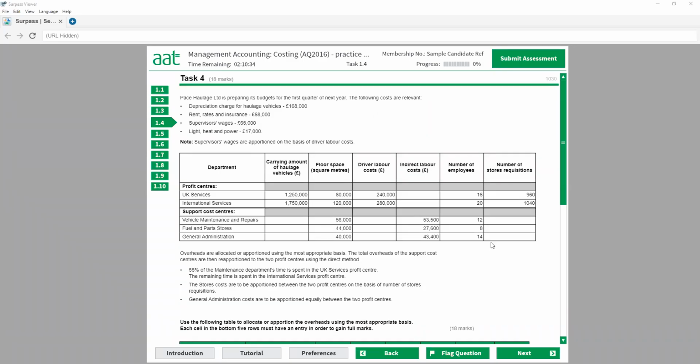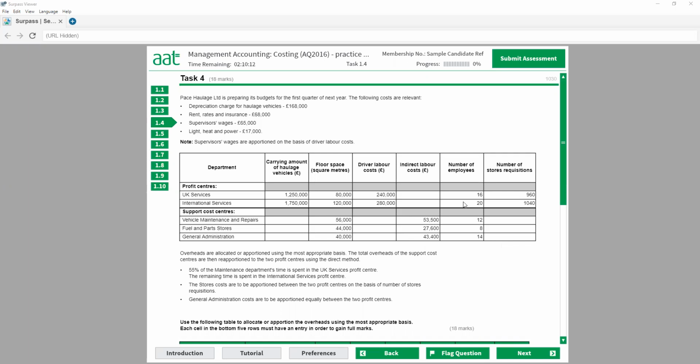Hello, everyone. So in this session, you're going to start from task 4. This is our second part of the management accounting costing. So we'll start from question number 4, and we'll see how many questions you can do. And I'll try to complete this question maybe with another part. So let's have a look.